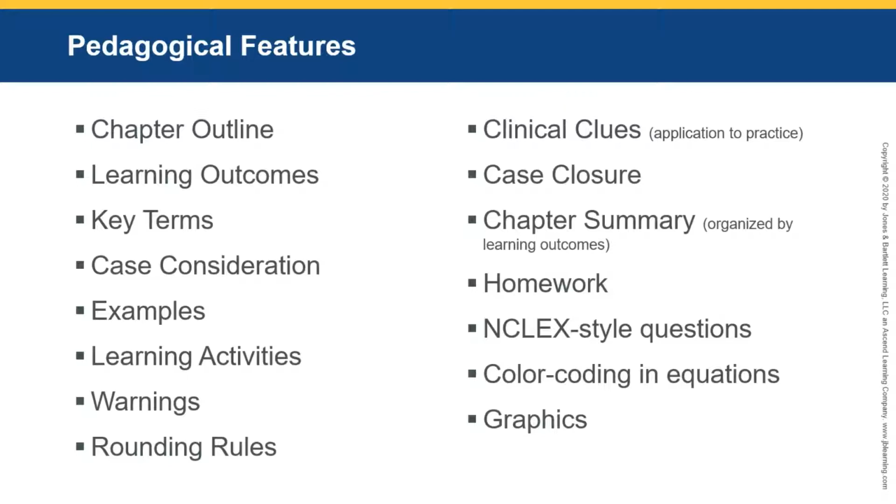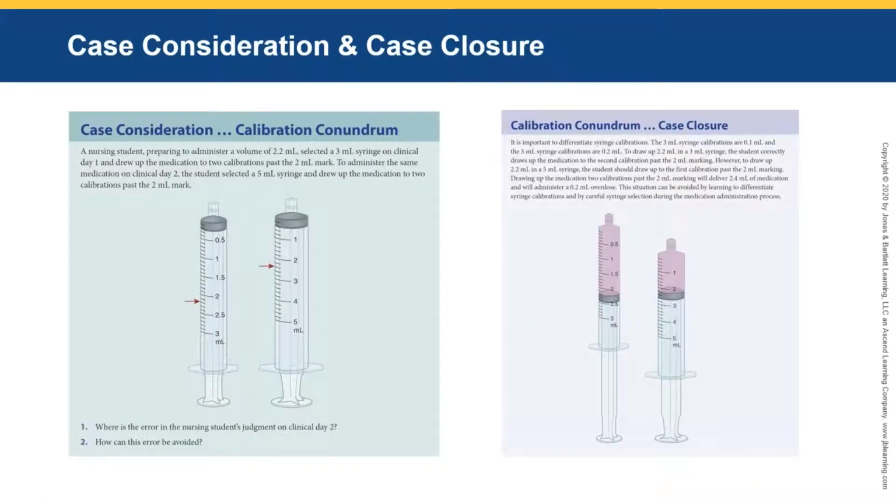Clinical clues are inserted to provide examples of how this information pertains to clinical practice. A chapter summary is included at the end of each chapter. It's organized by learning outcomes. And 50 homework questions and 6 NCLEX style review questions are included at the end of each chapter. And we're going to put more homework and NCLEX style questions in the online content.